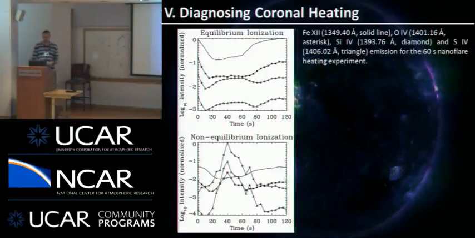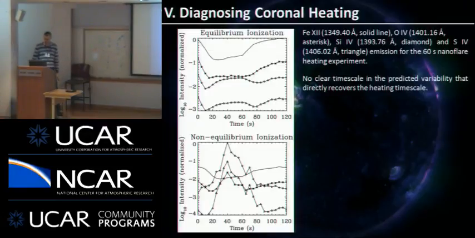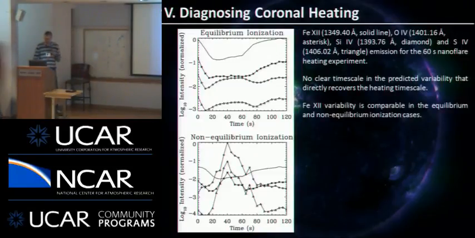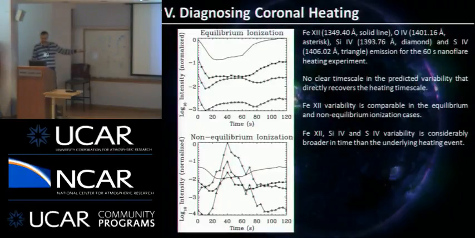So before I run out, I just want to say something quickly about diagnosing coronal heating from this. We've plotted a bunch of line intensities as a function of time for some different IRIS lines. And what we see is there isn't really a clear timescale in their predicted variability that actually recovers the heating timescale. In this case, it's about 60 seconds. But we see, for instance, that the iron 12 variability is kind of similar in both of the simulations. But of course, in the non-equilibrium simulation, the intensities are a bit enhanced.